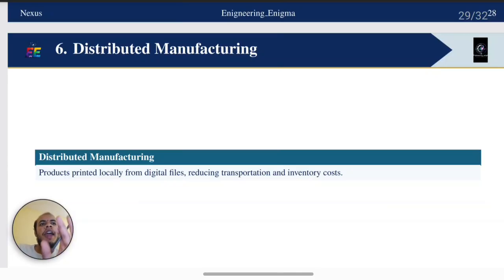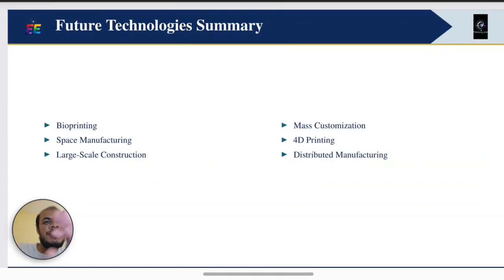So in distributed manufacturing, products are printed close to where they are needed. Instead of shipping products across the world, like if I order something, it will be coming from somewhere like Delhi or Mumbai. But by using 3D printing, it can be printed in our location itself. So digital designs can be sent electronically and printed locally. So this reduces transportation costs and delivery time too. Okay. So this is the future technology.